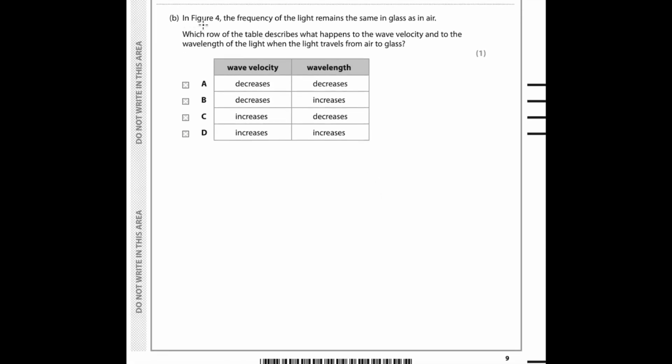Part B. In figure 4, the frequency of the light remains the same in glass as in air. Which row of the table describes what happens to the wave velocity and to the wavelength of the light when the light travels from air to glass? So the equation is V equals F times lambda. And it says that this stays the same frequency. Now, if we can work out what's happening to the wavelength, we'll know what's happening to the speed.